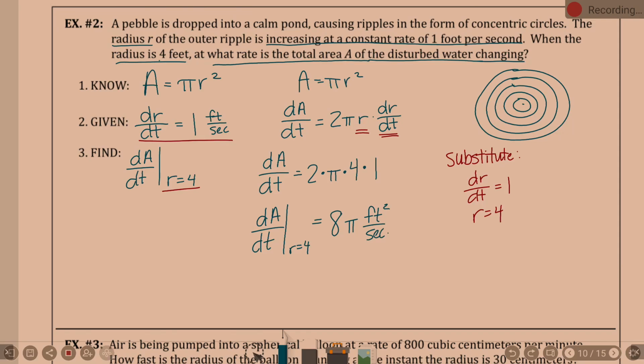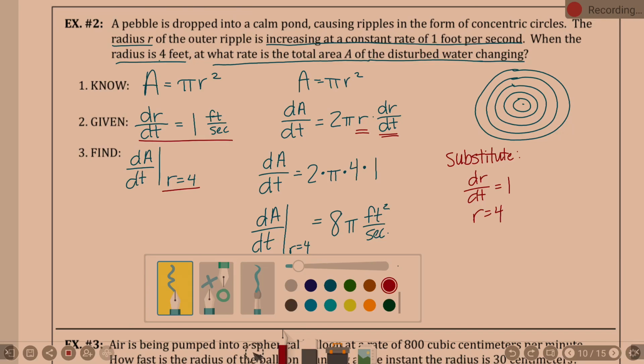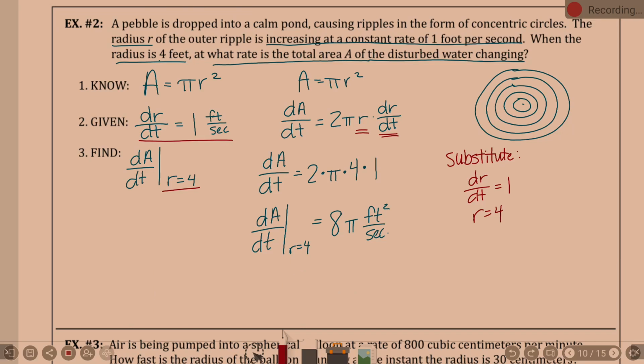Now, I didn't do it up here, but if you go back, 2 pi was 2 pi. 4 was 4 feet, yes? And what was this 1? It was 1 foot per second. If you multiply those labels, does that give you feet squared per second? It does. Okay, guys.